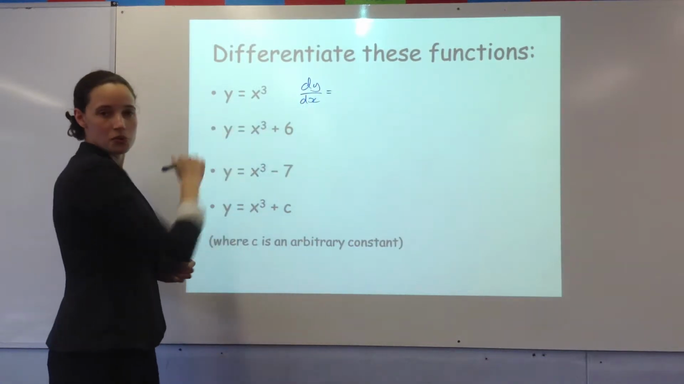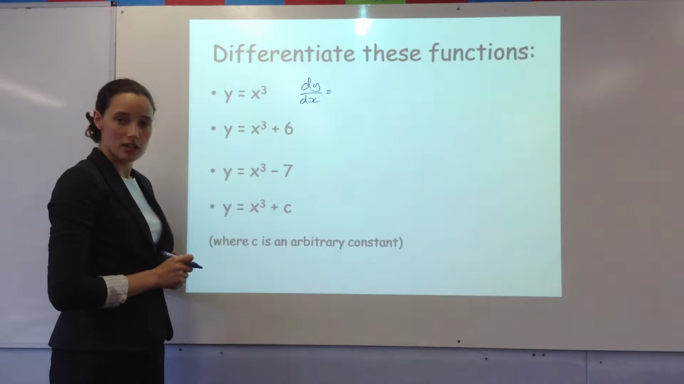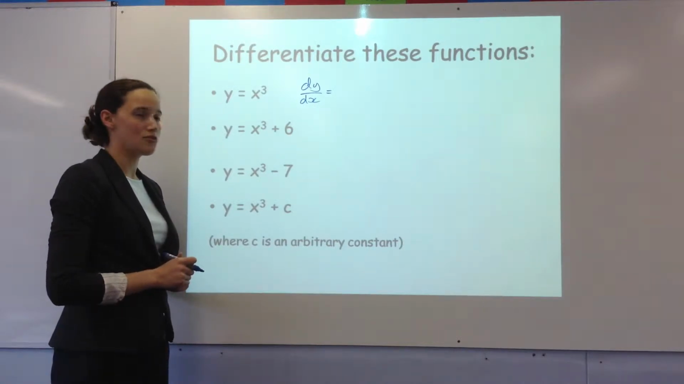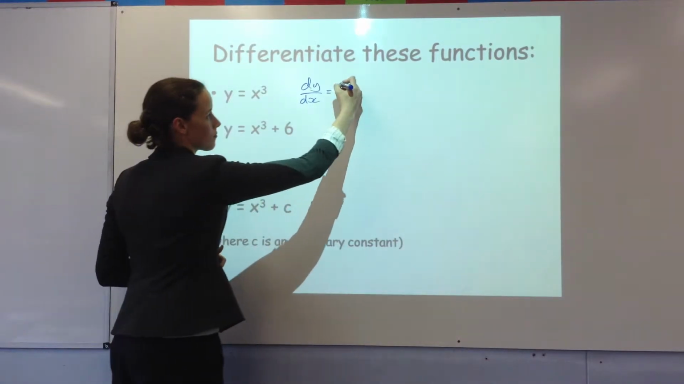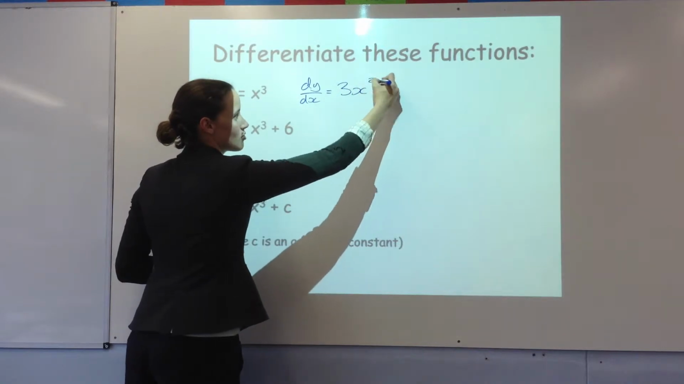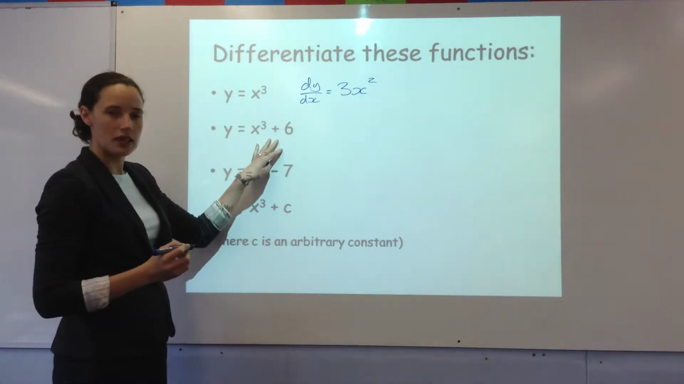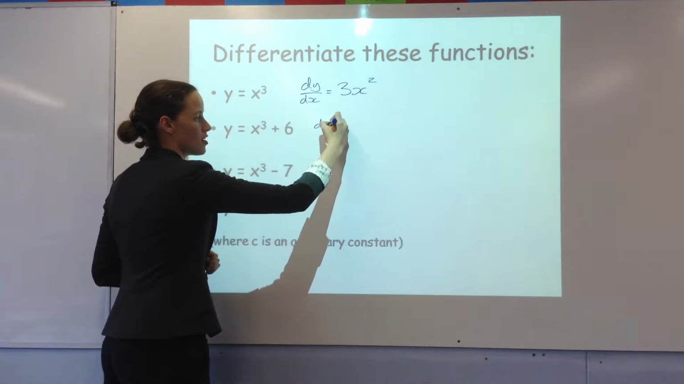If we've got y is equal to x to the power of 3, we bring the power down and multiply by it, and then reduce the power by 1. So we get 3x squared. Or if we've got this one here, the first term is the same.